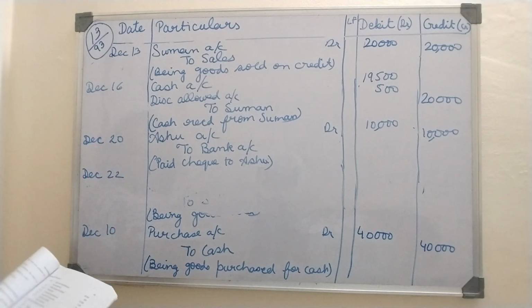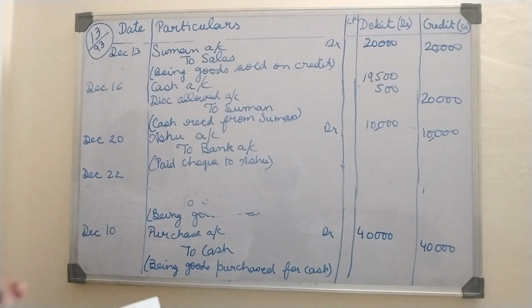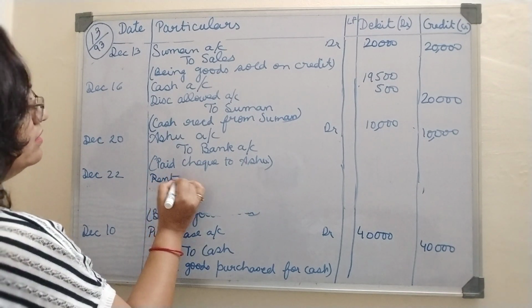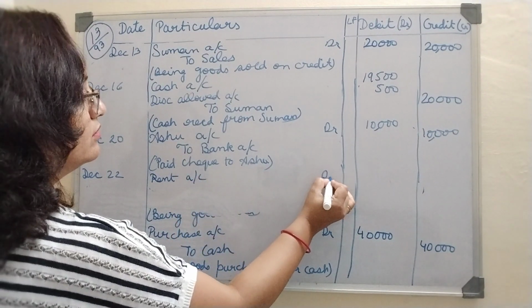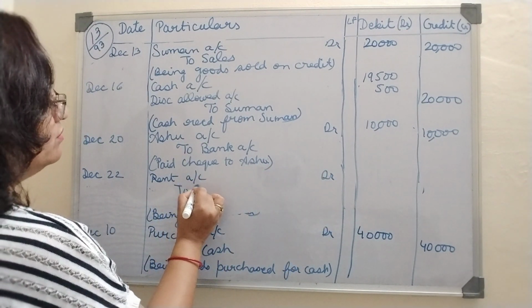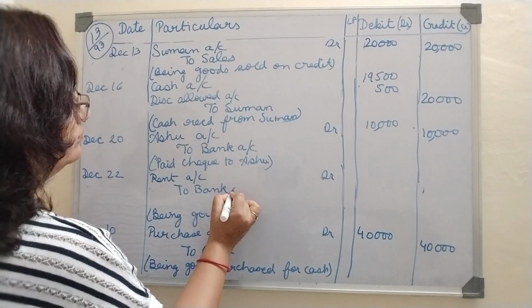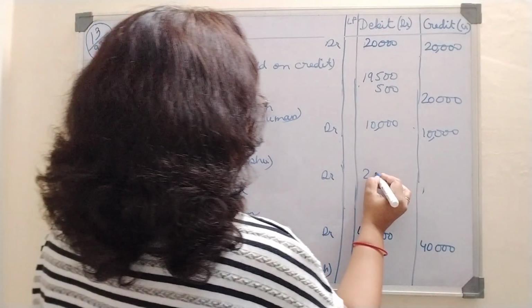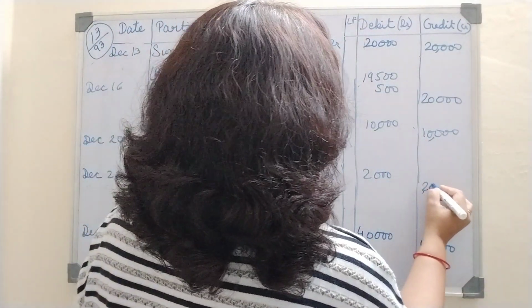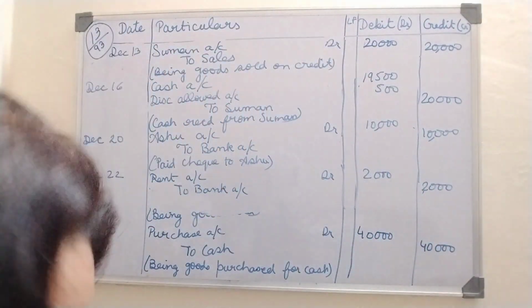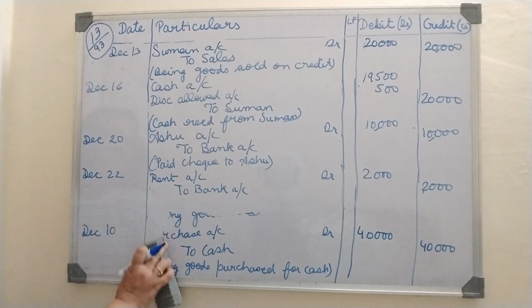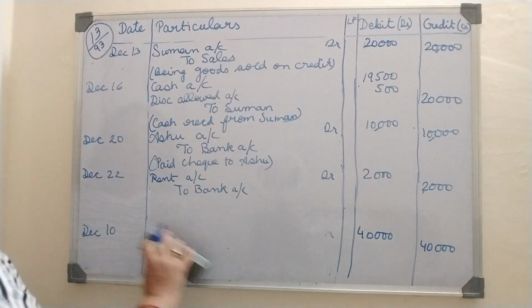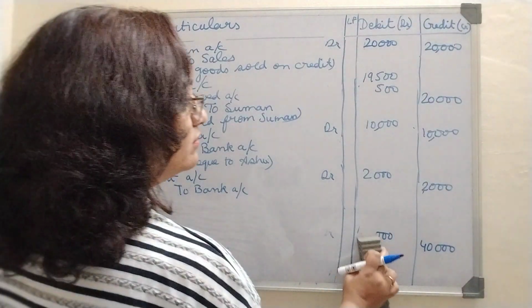December 22 says rent paid by check. So rent is an expense, debit the expense. Rent account debit by check, so it means to bank. Whenever check is there, bank is affected. 2,000. So please be mindful of this thing whenever you are doing the question, that you have to mention about bank whenever we are dealing in checks.